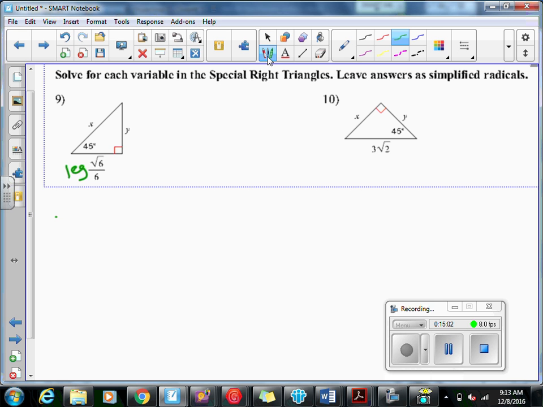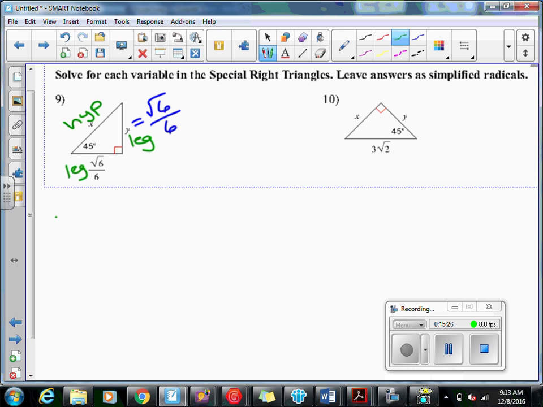Okay, this side is a leg, this side is also a leg, and this is your hypotenuse. Now, because we know that the legs in the 45-45-90 triangle are congruent, we don't even have to do any work to know what the answer is for y. It's the same as the other leg. It's the square root of 6 divided by 6. No work, just remember that they're the same.